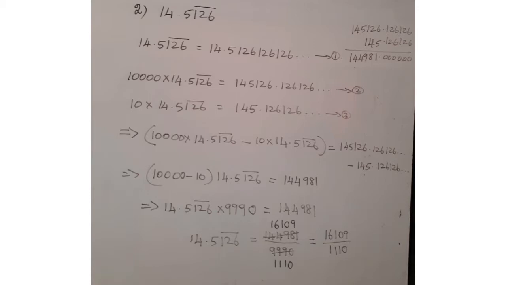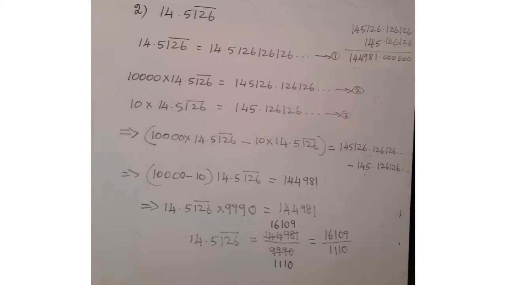So 14.5126 bar equals 144,981 by 9,990. Now we can use the 9 table and simplify it. What's the answer? 16,109 divided by 1,110. Okay, this is the answer.